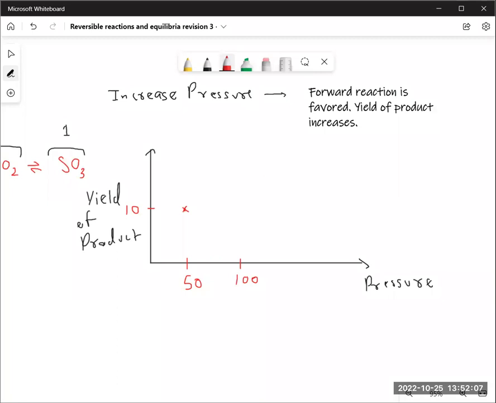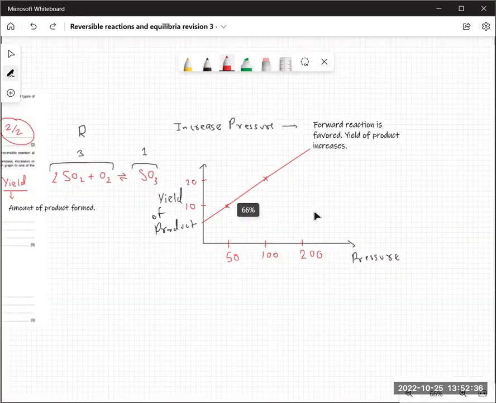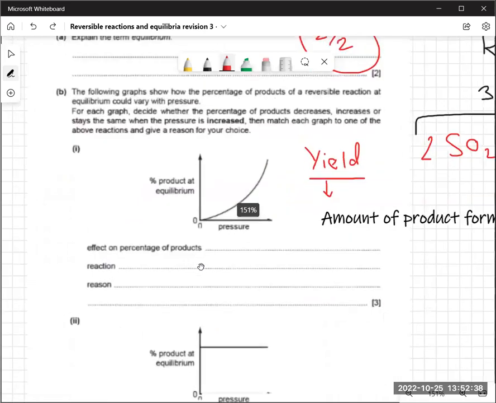Okay, so if it's 100, then it's going to be 20, right? 20. Good job. You're understanding. So yield will go like this, right? Now if I make it even higher, 200, what will happen to the yield? Will it again increase, double again like this? So do you see that the yield is increasing whenever I increase the pressure, right? The line goes up.